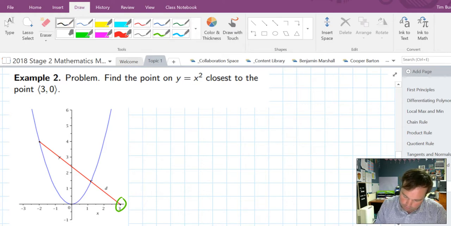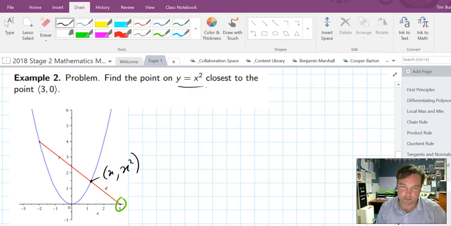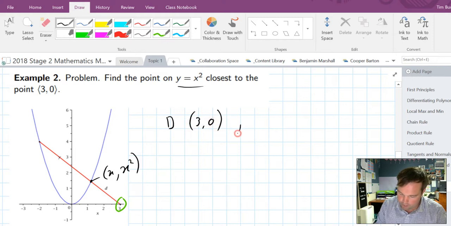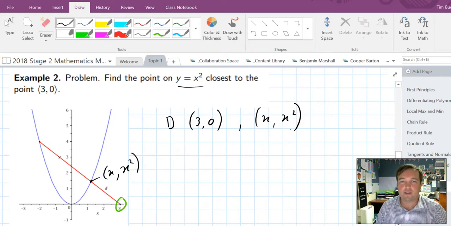Now somewhere on this graph has the point x, and then the y coordinate is x squared, because y is equal to x squared. So really we're looking for the distance between these 2 points, the point 3, 0 and the point x, x squared. Now, if we're looking for the distance between 2 points, we should be thinking distance formula.